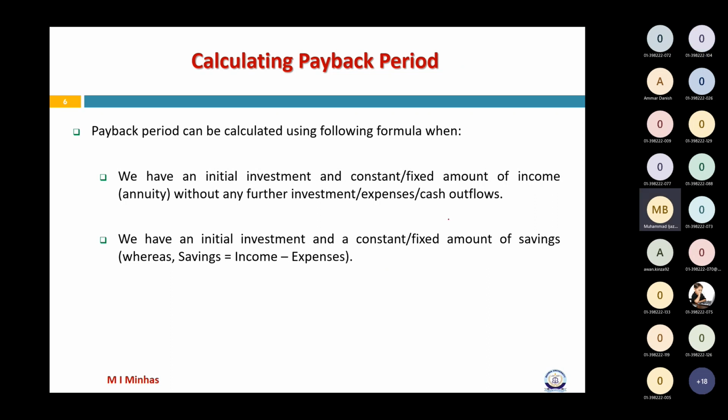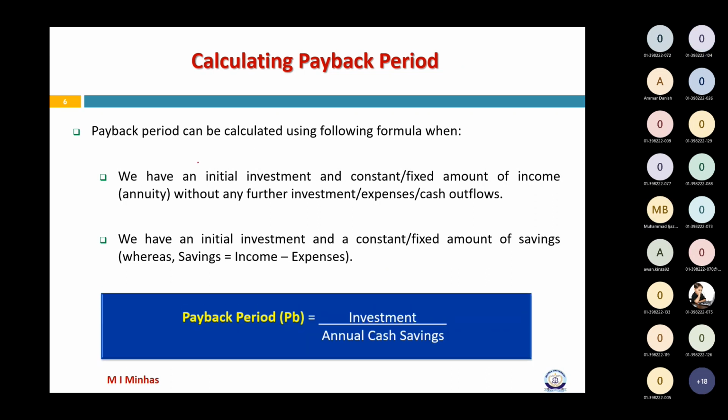Okay. Now, there are two scenarios that you need to keep in mind. Number one, we have an initial investment and a constant fixed amount of income. This constant fixed amount of income is called an annuity in financial terms, but this is just written for your understanding. I won't be asking you this in the exam.